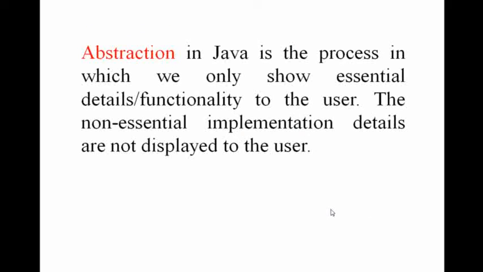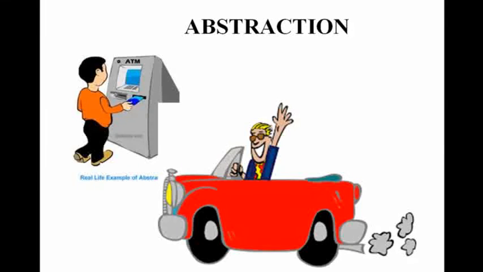Now let us see what abstraction is. Abstraction in Java is the process in which we only show essential details to the user. The non-essential implementation details are not displayed to the user. So these are two examples of abstraction. This is an ATM from where a person is withdrawing money. How the money comes out of this machine, this person doesn't know. But he wants money, he gets it, that's all. Showing the essential features, hiding the complexities, right?